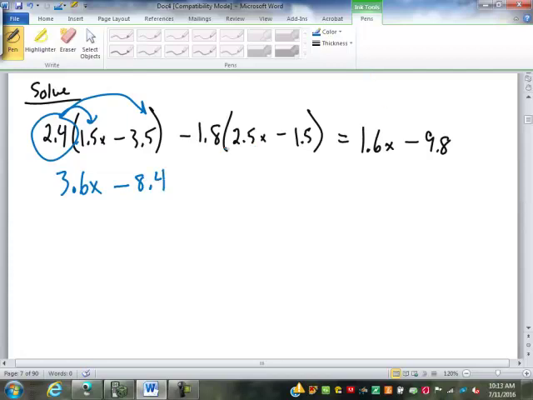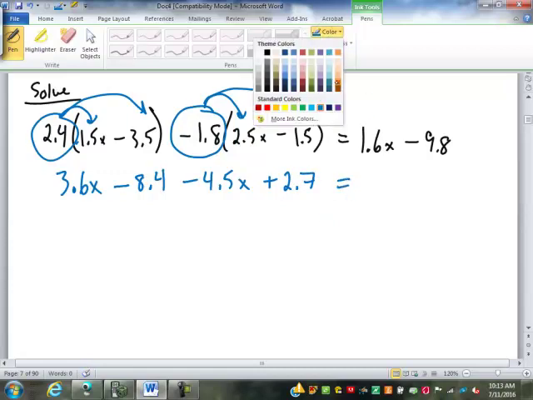Then this next set of parentheses, nothing to do in them again, so we're going to multiply by a negative 1.8. Negative 1.8 times 2.5x is negative 4.5x, correct? Negative 1.8 times a negative 1.5 is a positive 2.7.